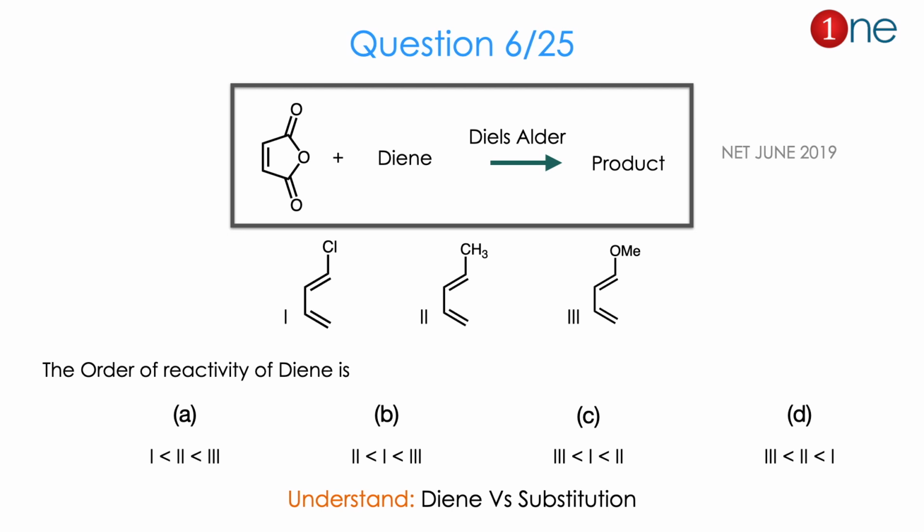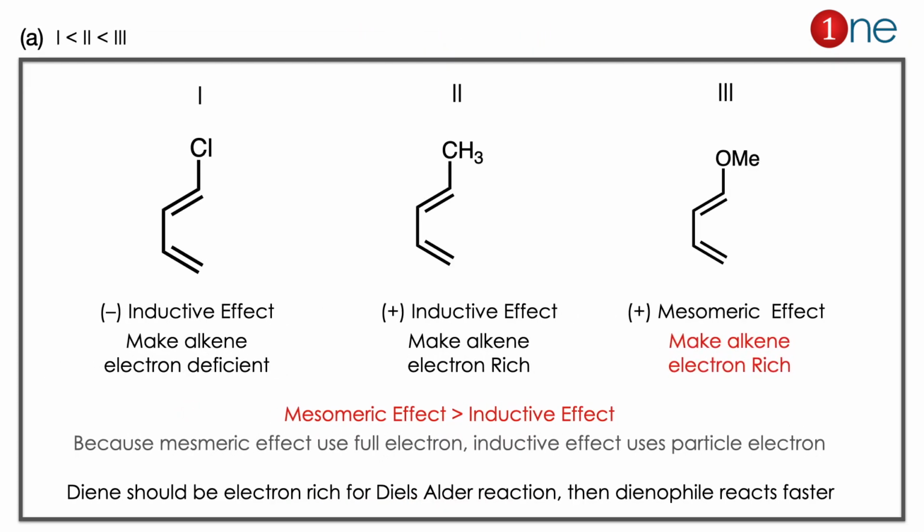From the question to the product, you might realize the question is really about diene versus substitution. The answer is A. Let us see how. The fact you have to know here is that an electron-rich diene can undergo the Diels-Alder reaction effectively. Another factor is that the mesomeric effect is greater than the inductive effect, because mesomeric donates the full electron, inductive donates the partial electron.